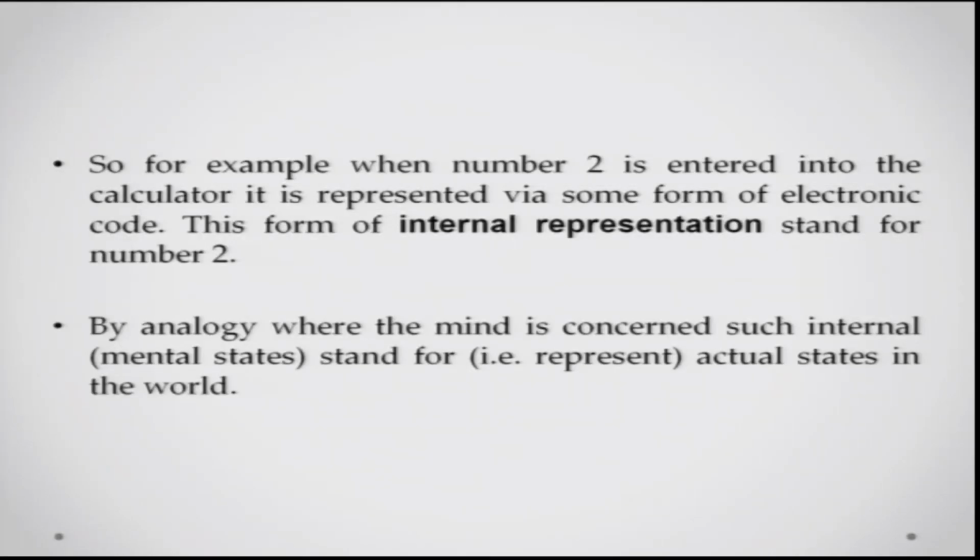Coming back to the calculator example, when number 2 is entered into the calculator, it is represented by some form of electronic code. Now this electronic code is what represents number 2, that is your internal representation level. By analogy, when we talk about the mind, the mental states basically need to represent the actual states in the world. If you are walking in the garden and you see a rose, there will be a representation of the color and the shape of the rose in your head through your eyes, which you will then process and, for example, have memories about. But the most basic step is, how is that color red represented? That is what the level of representation is all about.